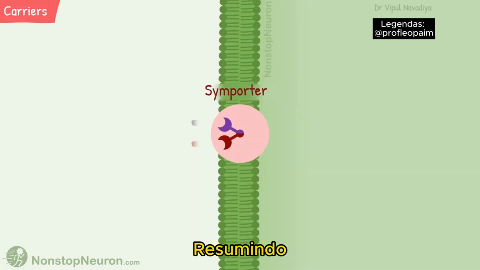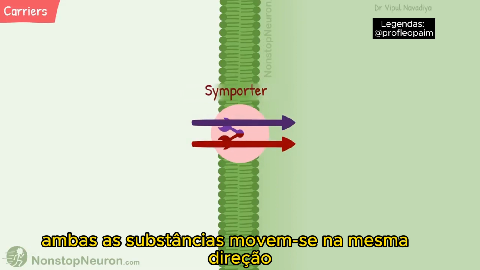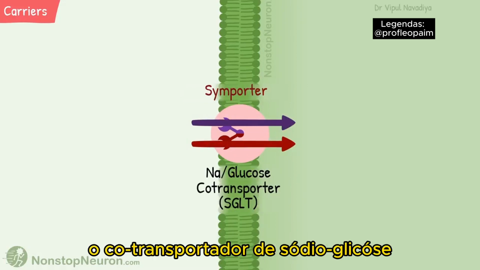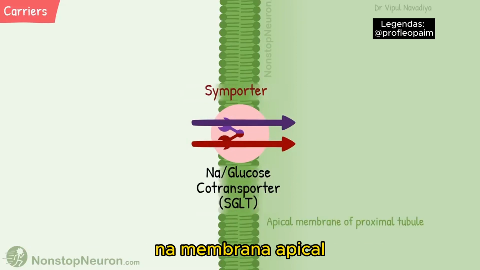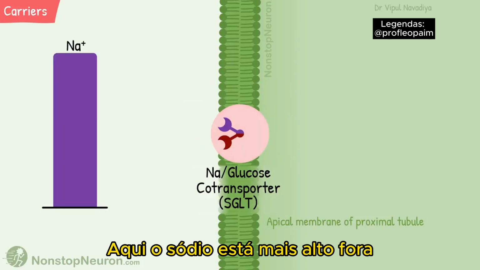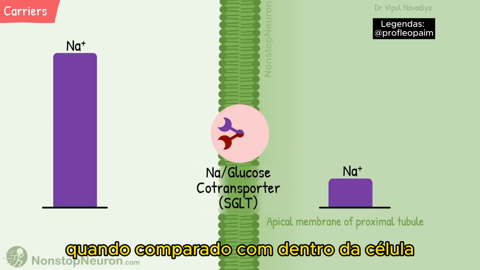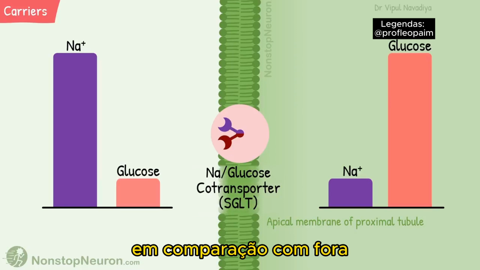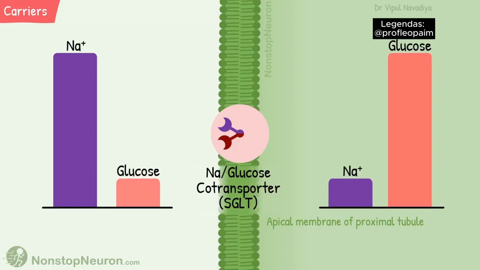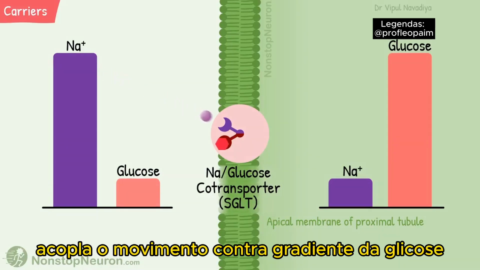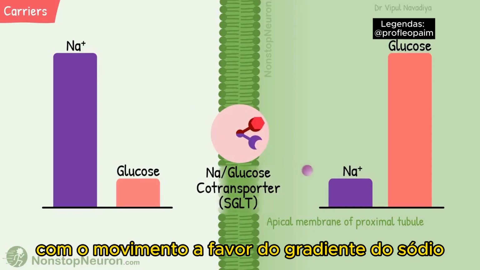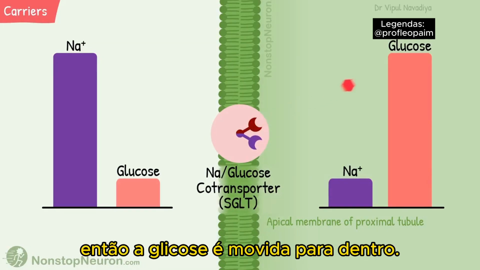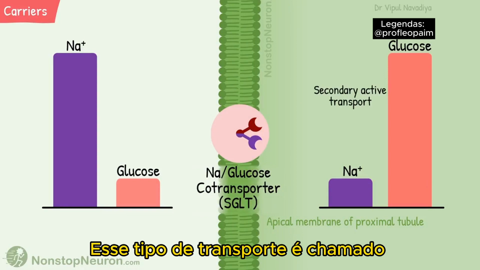In symporters, both the substances move in the same direction. For example, sodium glucose cotransporter in the apical membrane of proximal tubule. Here, sodium concentration is high in the lumen as compared to inside the cell, and glucose concentration is higher inside as compared to the lumen. This cotransporter couples the movement of glucose with downhill movement of sodium. So glucose is moved uphill. This type of transport is called secondary active transport.